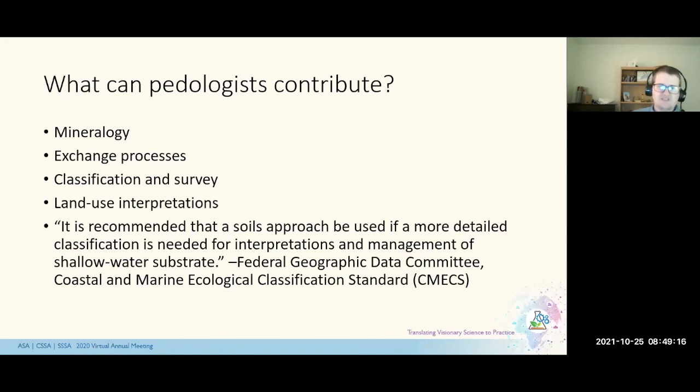We know a lot about classification and survey. We have a lot of experience classifying materials. U.S. Soil Taxonomy is not perfect, but it is the best, I would say, soil taxonomic system in the world in terms of how thoroughly developed it is. Not to criticize any of the others, WRB is also a great system, but Soil Taxonomy is very well thought out. It's got a lot of work that's put into it, and it can accommodate these marine materials with new classes that can be developed, right? The process, the system is there.